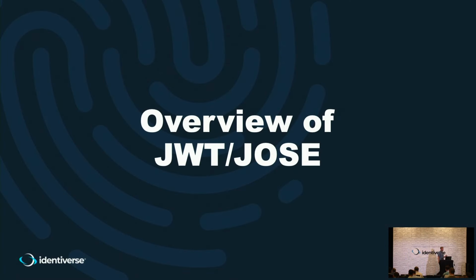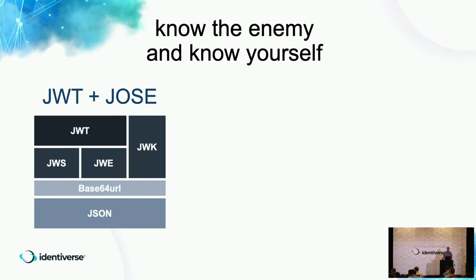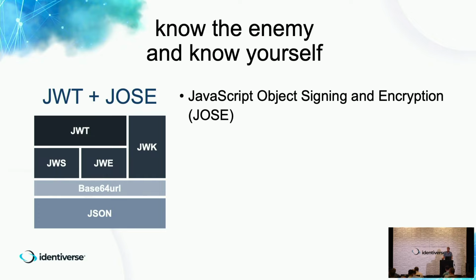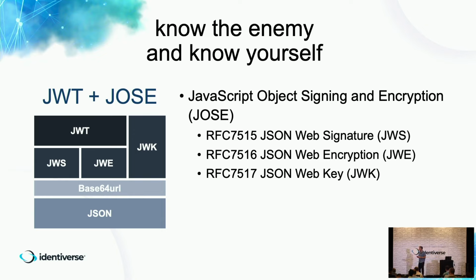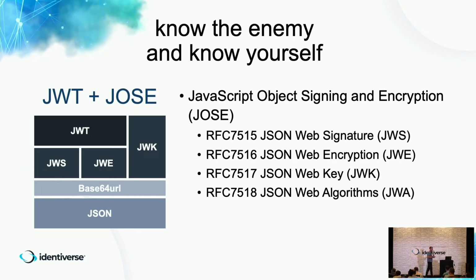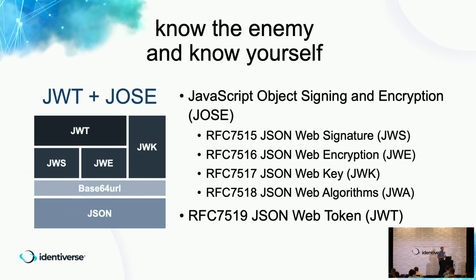Anyway, let's jump to an overview of JWT. JWT and JOSE, the stack's kind of laid out there. JOSE is short for JavaScript Object Signing and Encryption. It's made up of a few different parts: JSON Web Signatures, JSON Web Encryption, JSON Web Key, and then the JSON Web Algorithm spec that define the first set of algorithms that could be plugged into those components. There's been some additional algorithms developed in other standards, but that was the mainline base set. And then JSON Web Token is a separate RFC that builds on top of the JOSE suite of standards.